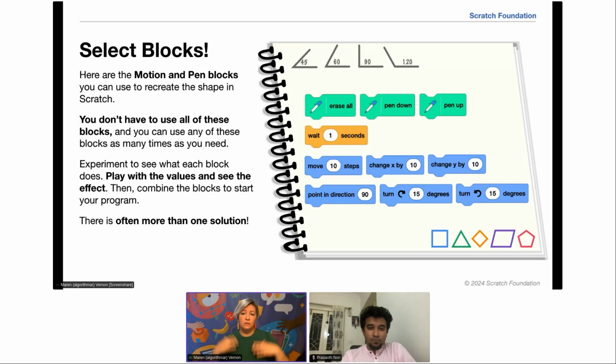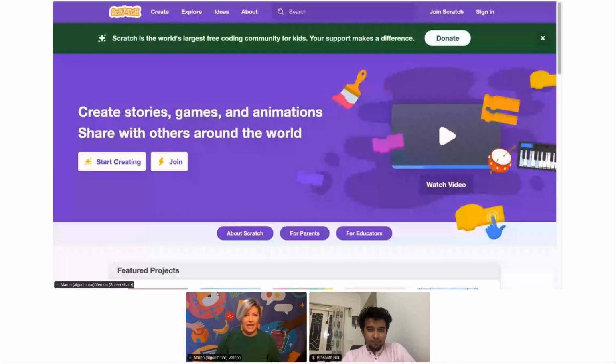I will point out, as I move away from these slides for a second and open up Scratch, that this is all in the lesson plan that we are giving you. So if you need to refer back to this, you absolutely can. Let me just share my Scratch screen here. I'm just going to walk through this with you.